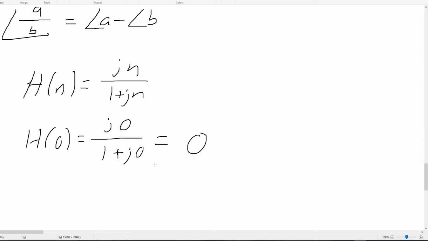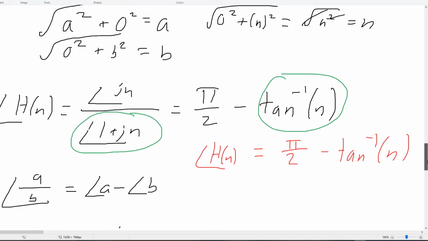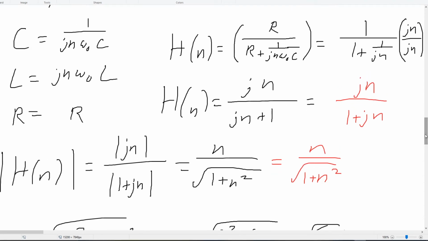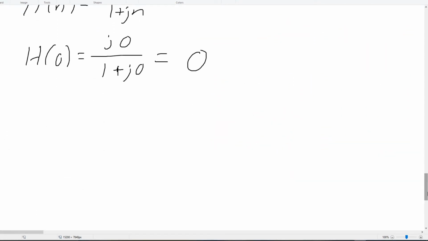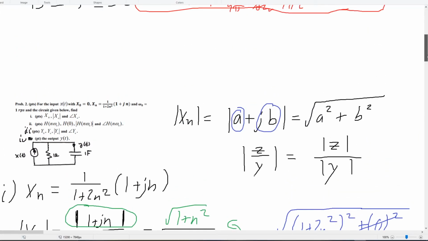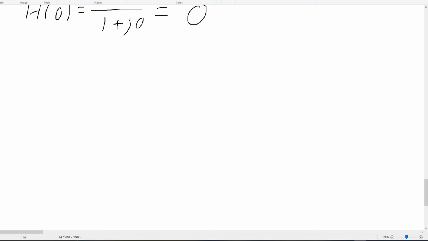Now we just have to do part 3, which is the y. As I said, if you can find any way to simplify my answers, that's actually the best way to do it. I'm just doing it a very, very long way just so that you guys understand this better. For part 3, we're trying to find y0, yn, absolute value of yn, and angle of yn.